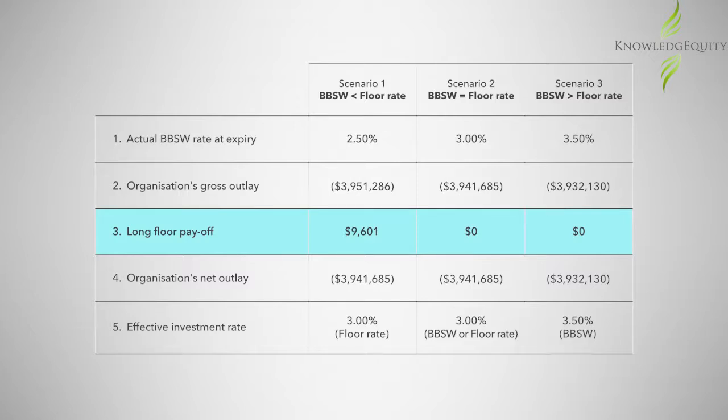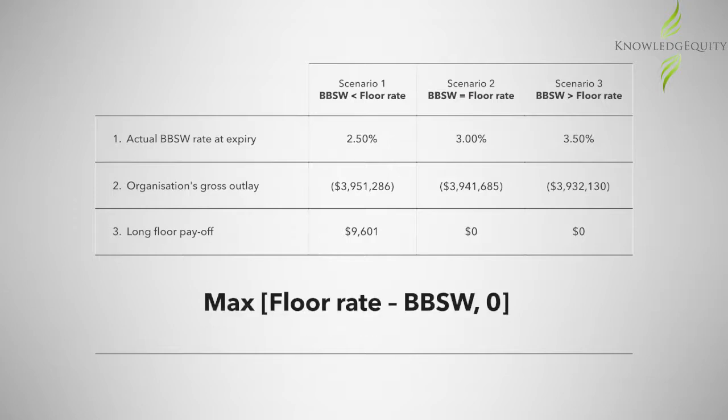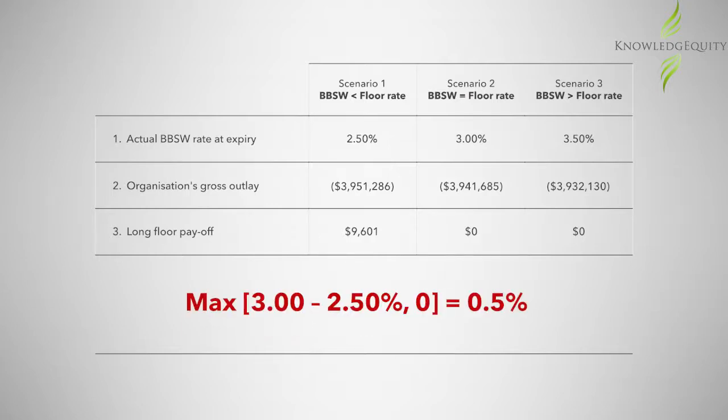Item 3 is the payoff from the long floor. The floor expires worthless in scenarios 2 and 3 as the BBSW is not lower than the floor rate. The organization simply lets the option lapse. However, in scenario 1, the floor has value and would be exercised by the organization. The formula for calculating the long floor payoff is as follows. In rate terms, this becomes 0.5%, that is 3% less 2.5%.